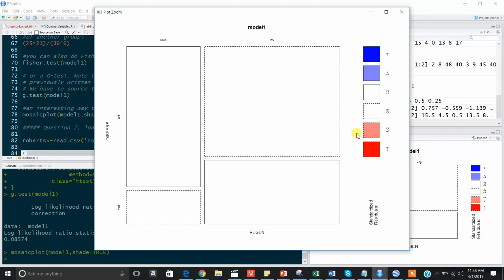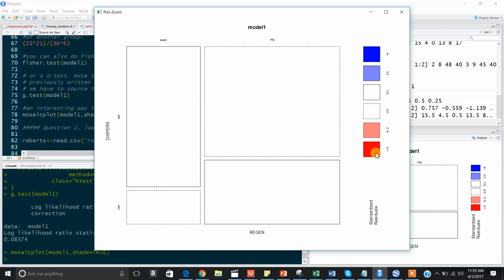If you see something that's in the reds, anything with this dotted outline that goes from either white to red is less than what is expected. Conversely, if you have something with a solid black outline and ranges from either white to blue, you have something that is greater than what is expected. So in the top half, the observed is greater than what is expected. The bottom half, you have the observed is less than what is expected.